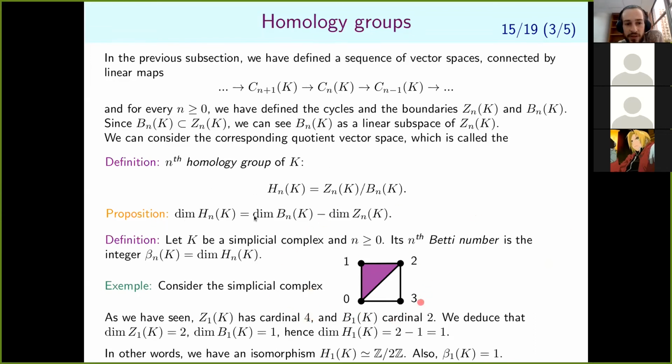Same simplicial complex. I showed you that of the cycles, we have 4 cycles of dimension 1. You can find 4 one-chains such that their boundary is 0. And also, we only have 2 boundaries, the boundary 0 and the boundary of the 2-simplex.